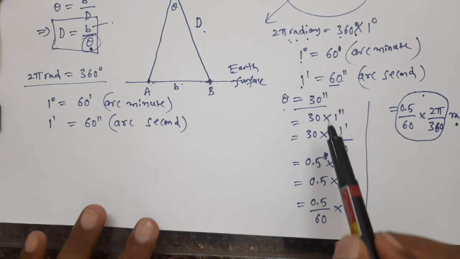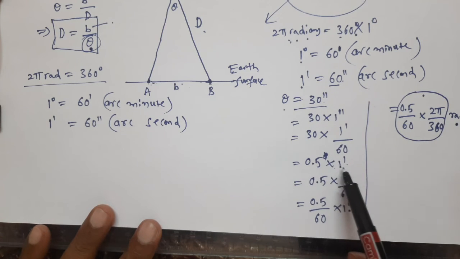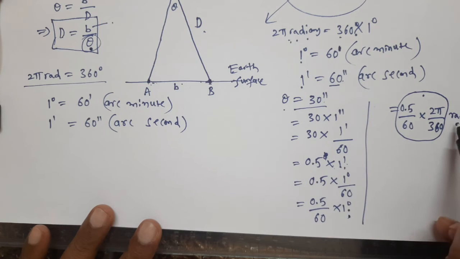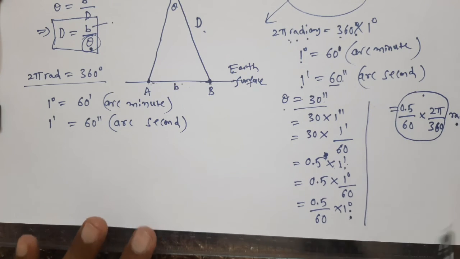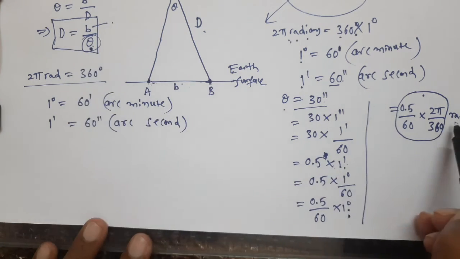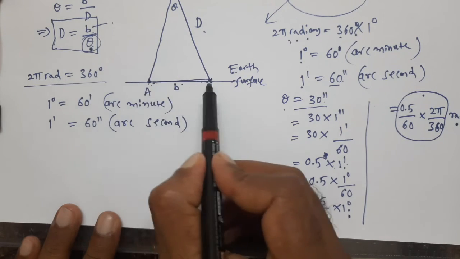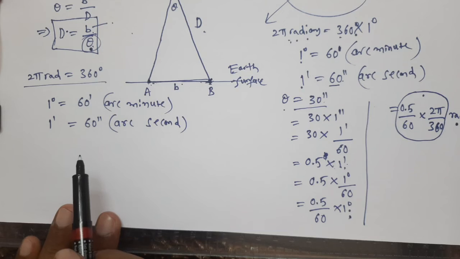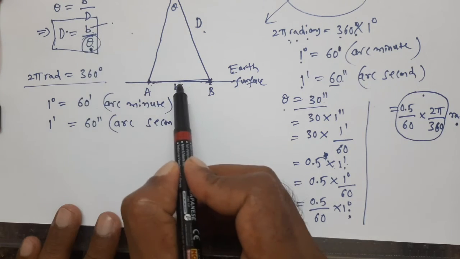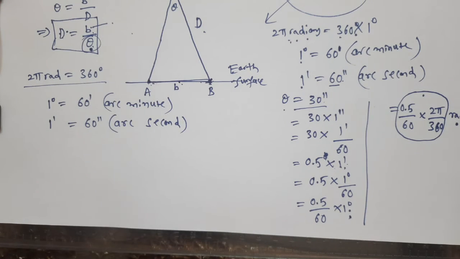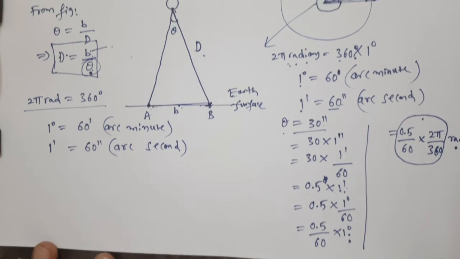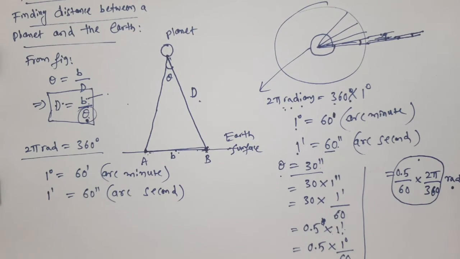First, what are we doing? We are converting arc seconds into arc minutes into degrees, and degrees to radians. If you know the direct formula, you can directly use it. But if you don't know the formula, this is the way we do it. Now theta value is in radians. If b value is in kilometers, d value will be in kilometers. If b value is in meters, d value we will get in meters. So this is the way, by using the parallax method, we can find the distance between a planet and the Earth.